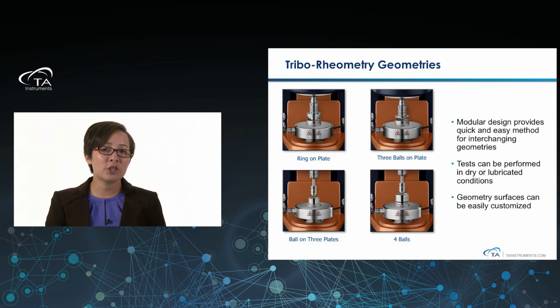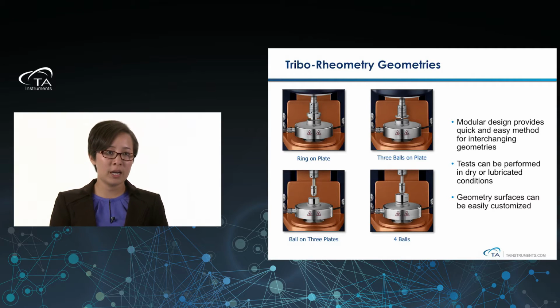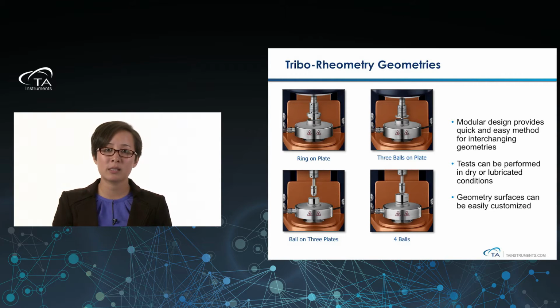All of these tests can also be performed in dry or lubricated conditions depending on what's of interest and what the application is. And then the last thing is that the geometry surfaces can be easily customized. So all of these are standard stainless steel, but if you have things such as skin mimic or papillae, like on the tongue, for instance, if you want to do mouthfeel, or if you're studying prosthetics, then maybe you're looking at some coatings, coated materials, or even polymers. You can customize the geometries as you see fit.